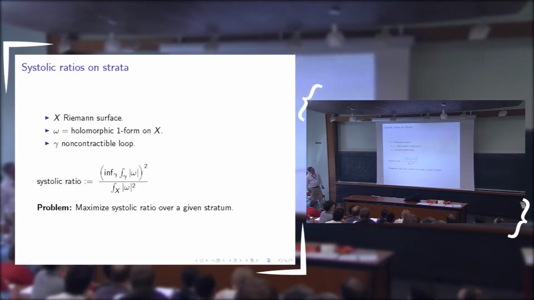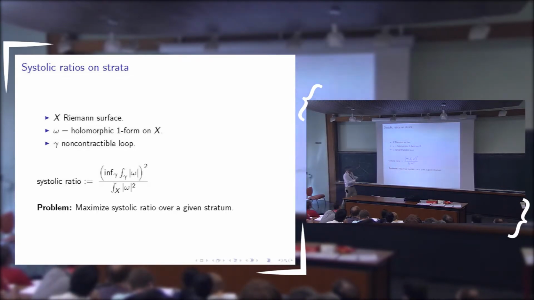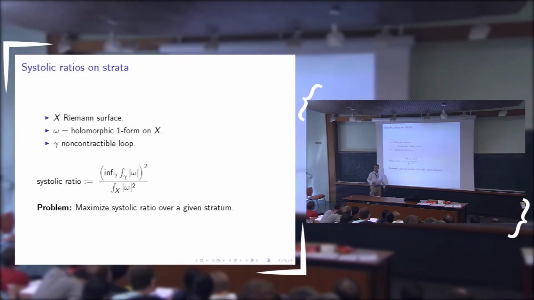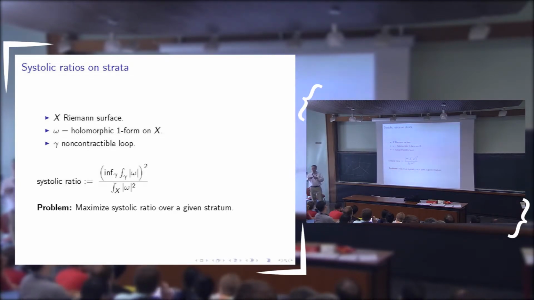So systolic ratios on strata. So let's move to strata, which I guess we're all interested in, hopefully. You know, we have a holomorphic 1-form. Here is the length element, right? I'm going to take the infimum over all non-contractible closed curves, and I will divide by this. Now, of course, these shortest curves may not be cylinder curves. Like in Alex's talk, they may be curves of a different type. So we're allowing for crooked curves, curves that are not bounding a cylinder or in the middle of a cylinder.